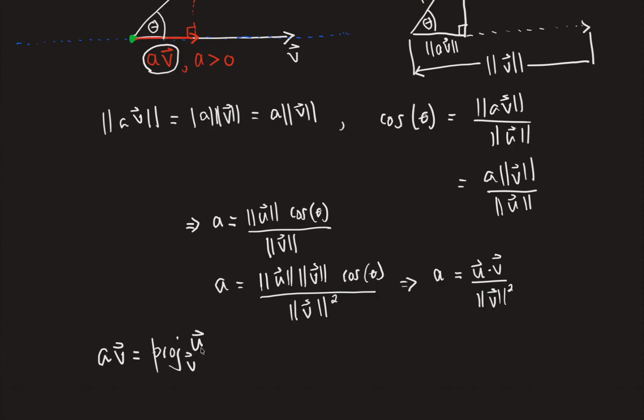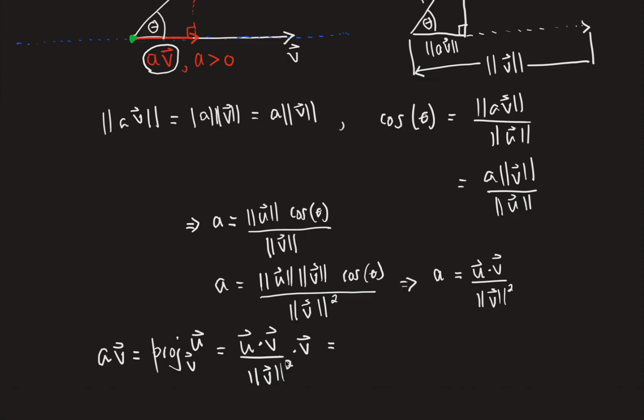Sometimes you might put the U in parentheses. And look at it, it's A times V. So this A that we just found, which is U dot V over the magnitude of V squared, times the vector V. So remember, A is just a scalar, that's just a number, but I'm going to rewrite it in this way.